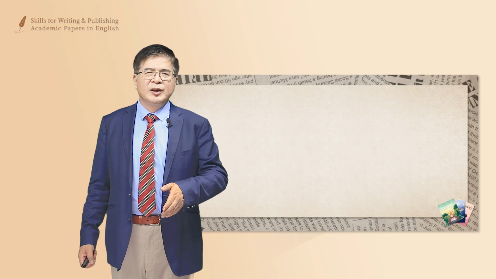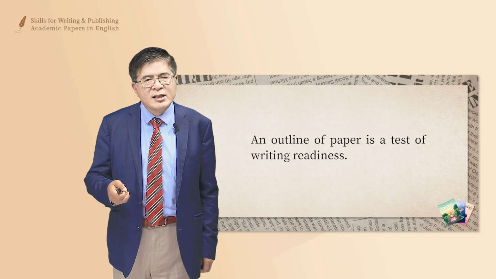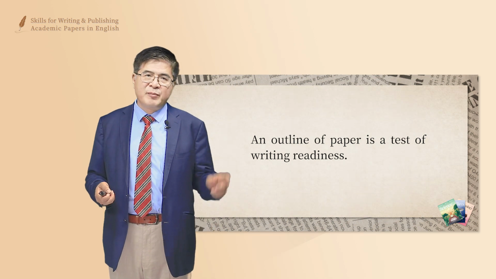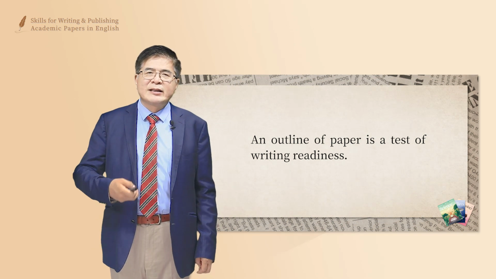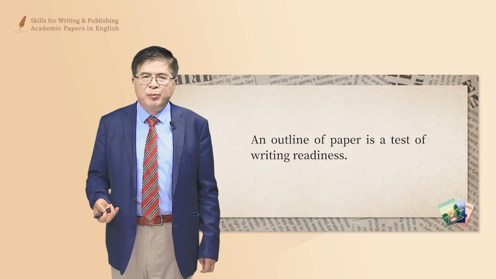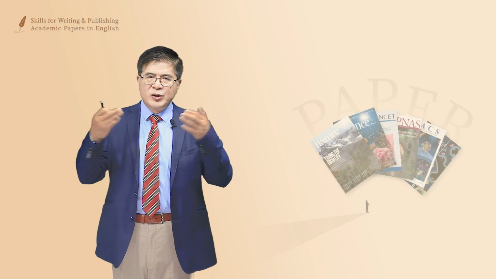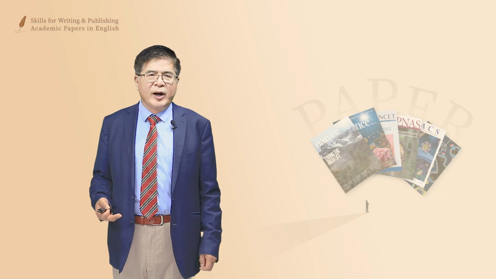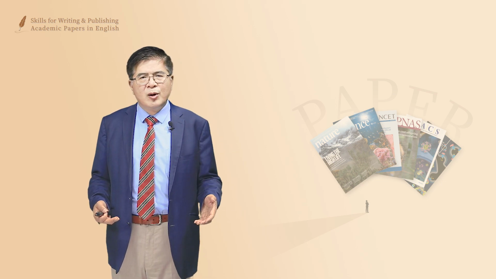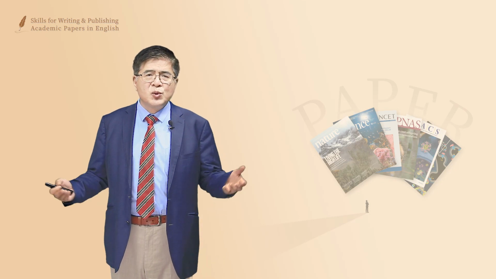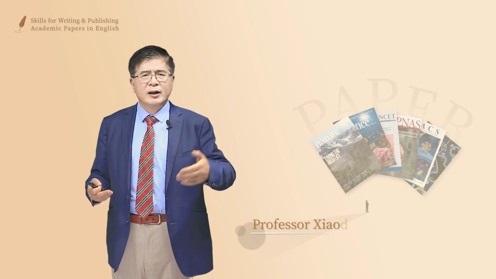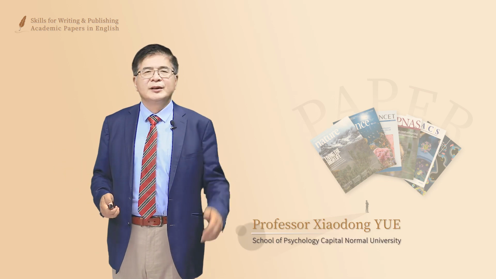So in short, an outline of a paper is a test of writing readiness. Remember we talked about writing readiness in the beginning? Writing readiness really reflects how well prepared you are for the writing. If you do not have a clear outline to start with, your writing will quickly run into problems or unprepared traps that show up. Whereas when you have an outline in the beginning, everything will line up in a natural way.